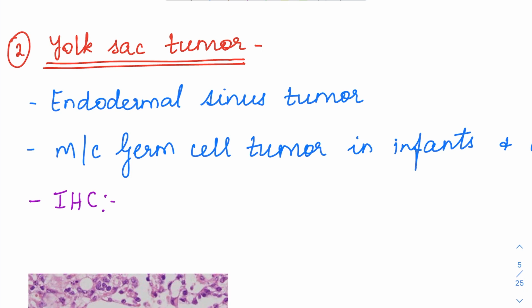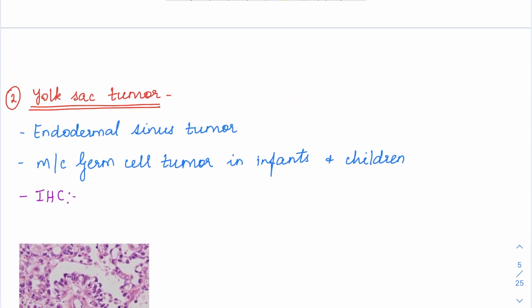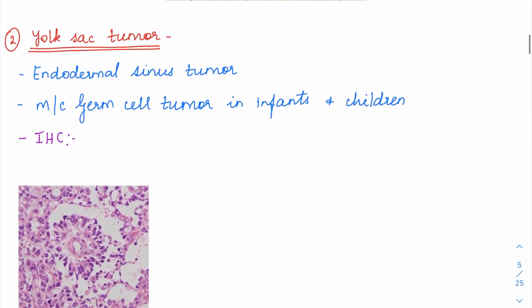Next, we'll see about yolk sac tumor. Yolk sac tumor is also called endodermal sinus tumor, and this is the most common germ cell tumor occurring in infants and in children less than 3 years of age. So in general, if they ask what is the most common germ cell tumor, it is going to be seminoma. In children of less than 3 years of age, including infants, it is going to be yolk sac tumor.